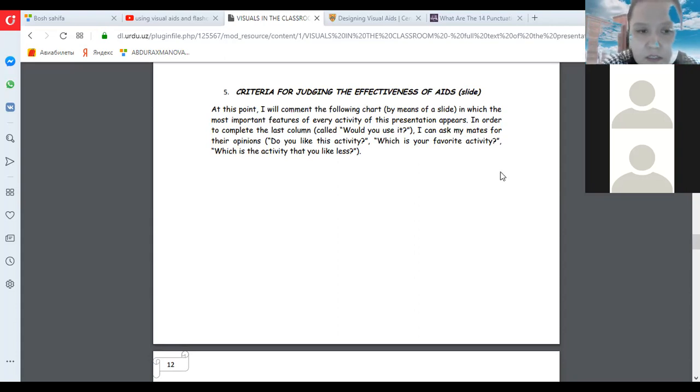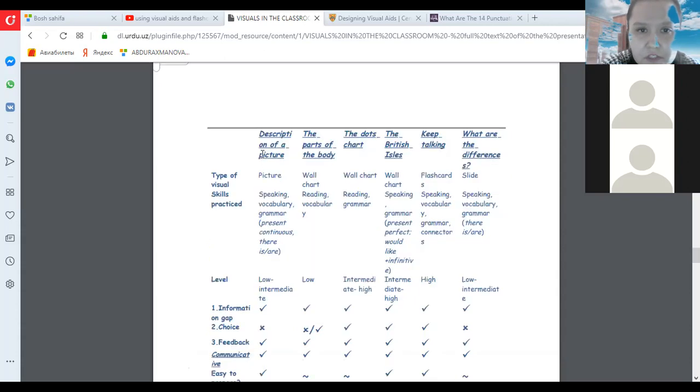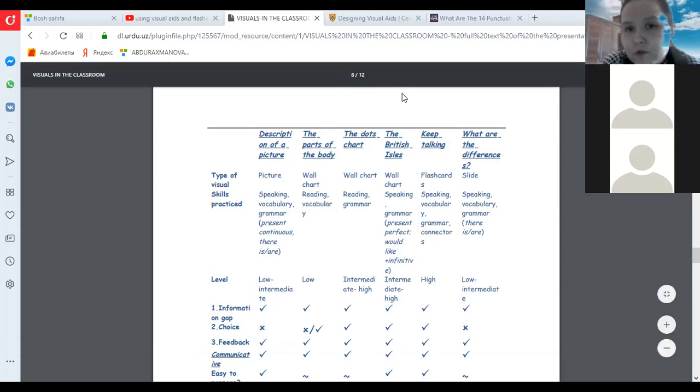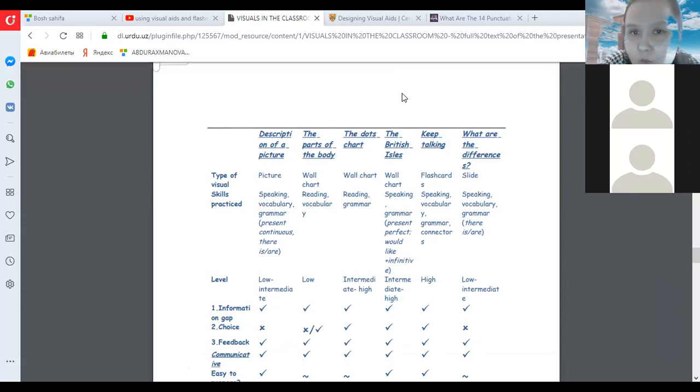Here, it's about types of visuals, pictures. Pictures can be very useful for speaking and vocabulary grammar, and wall charts can be very useful for reading and vocabulary, and charts also can be useful for reading grammar, and wall chart is used for speaking because they can discuss the information on the wall chart. And flashcards is very interesting. It's very useful for brainstorming, and you can use it for speaking, vocabulary, and grammar.